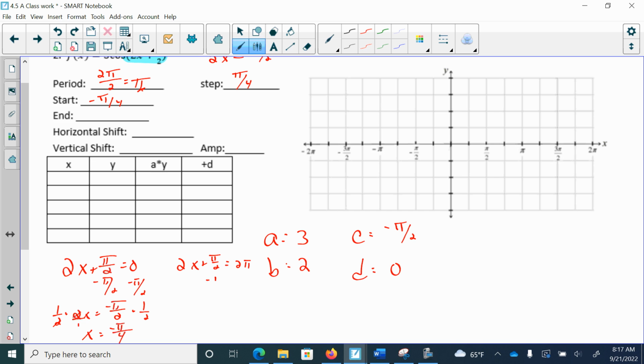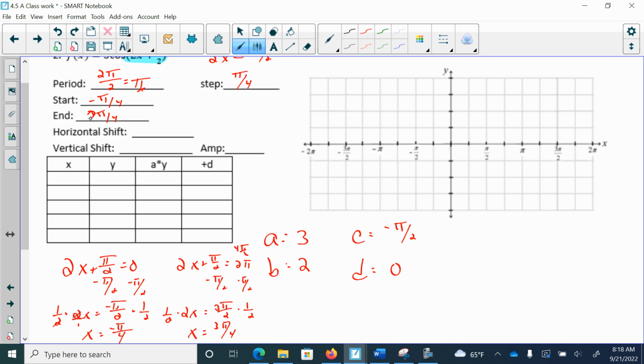So I'm going to subtract pi over 2 from both sides. And when I do that, this 2 pi is technically 4 pi over 2. So I have a common denominator, and I'm going to get 3 pi over 2 when I subtract. Multiply by the reciprocal or divide by 2, however you want to look at it. I'm going to get x is equal to 3 pi over 4. So my end is going to be 3 pi over 4.